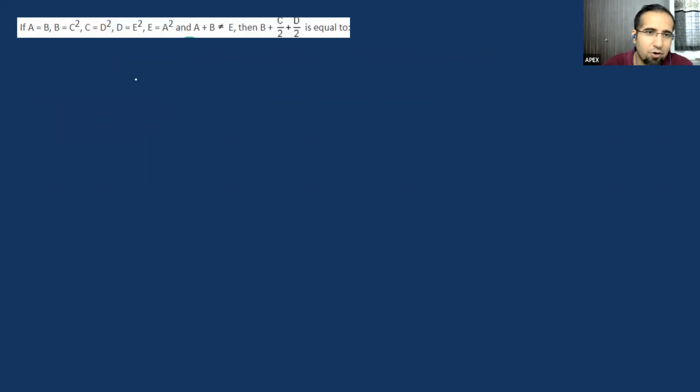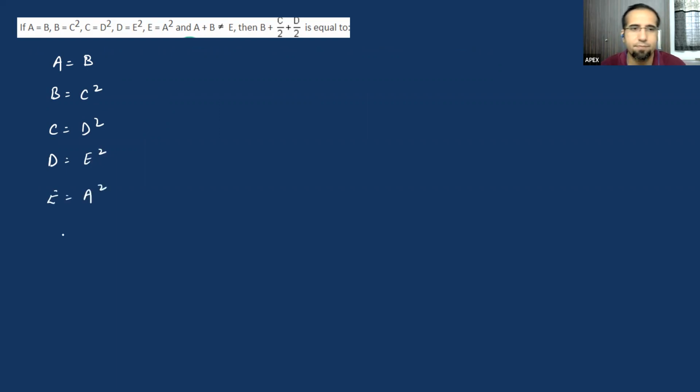Now, what does this question talk about? This question is again a very easy question. So A is equal to B. Similarly, I have B is equal to C square, C is equal to D square, D is equal to E square, and E is equal to A square. Clear? So I replace it here. E is equal to A square. If I replace E is equal to A square, then I get D is equal to A to the power 4.